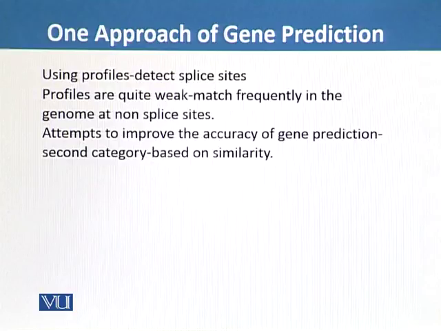The attempts to improve the accuracy of gene prediction led to the second category of approach, because we have seen that the first category was the statistical approach, in which scientists mainly focus on conserved regions or conserved parts of the gene. And the other approach is the similarity-based approach.